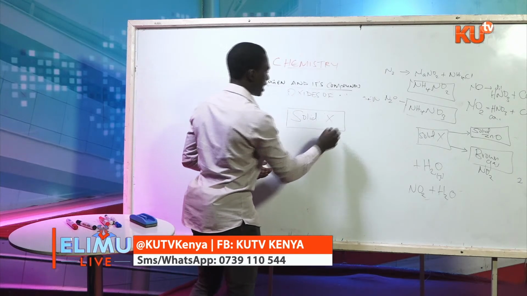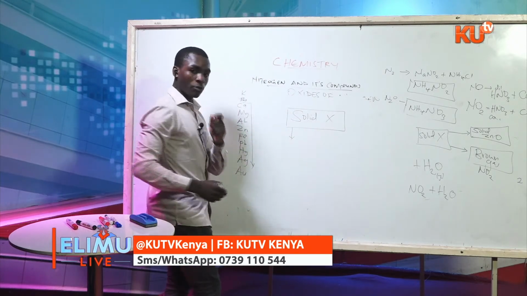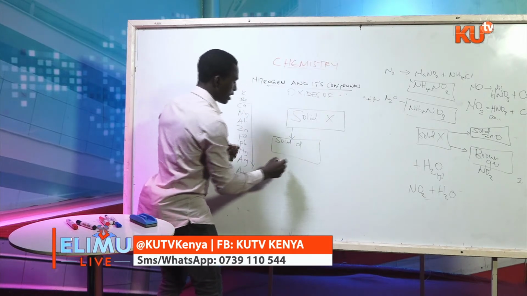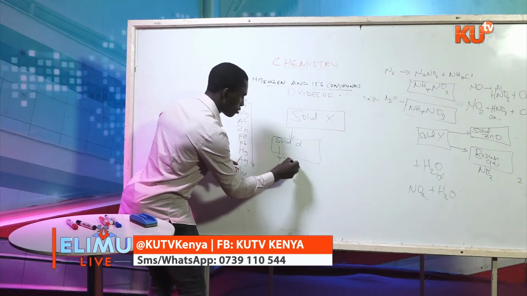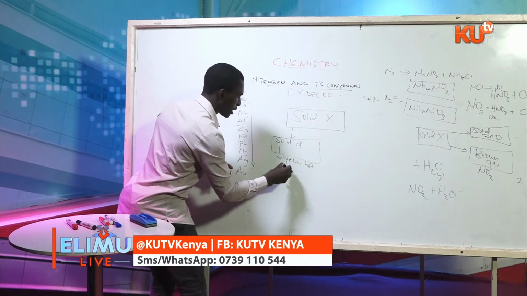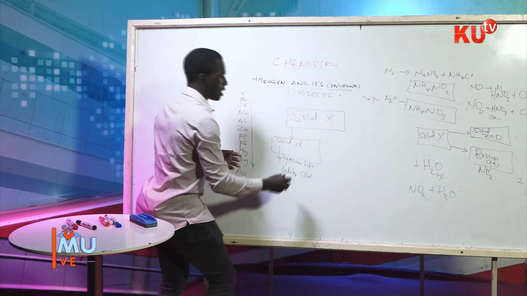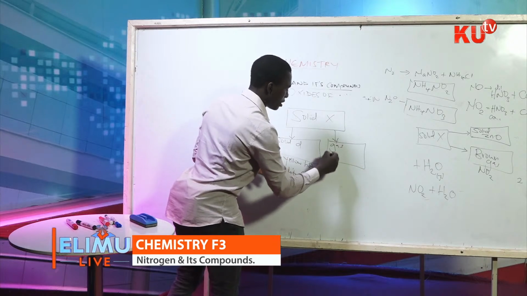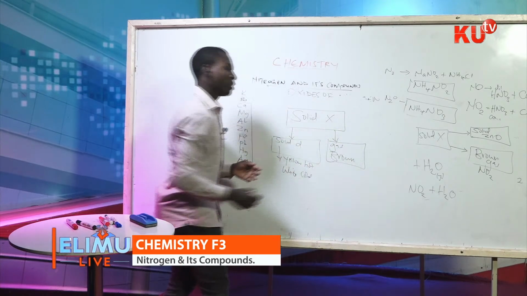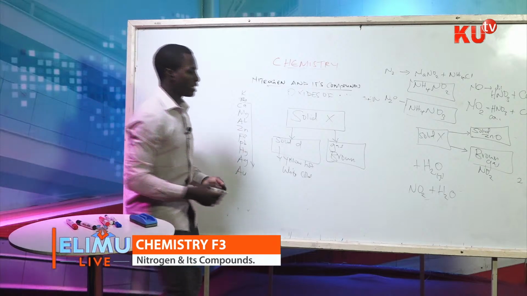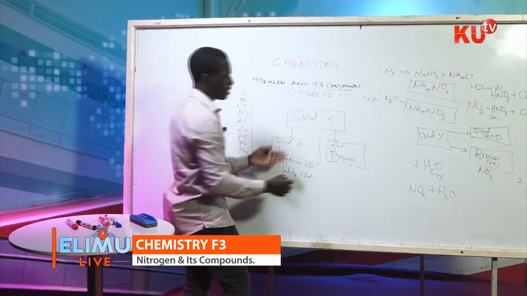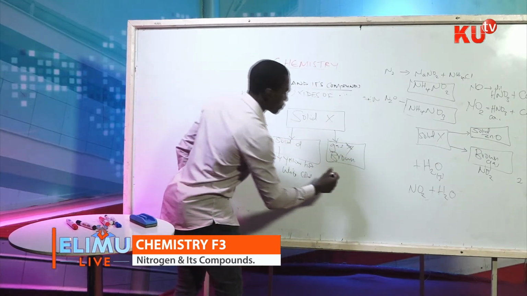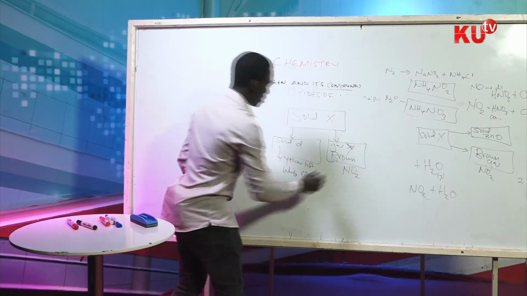We have solid X here, and this solid X is undergoing thermal decomposition, and then it gives us solid D, and this solid D is yellow when hot and white when cold. And then you also have another gas being obtained from the same thermal decomposition, and this gas is brown in color. Now, the only known brown gas is nitrogen 4 oxide gas. So they'll ask you to give the identity of this gas. Let's call it gas Y. So gas Y will be nitrogen 4 oxide gas.